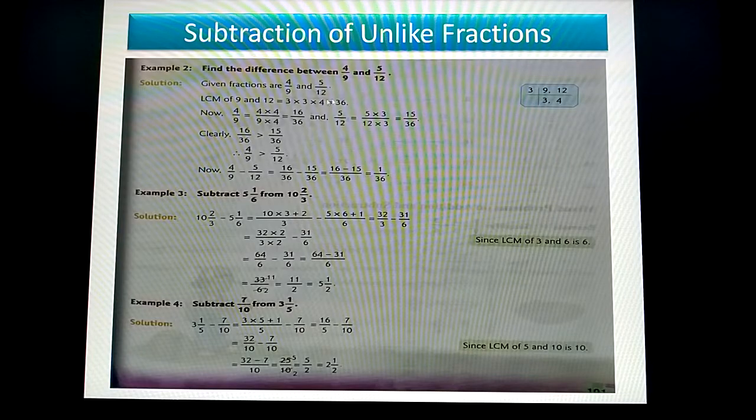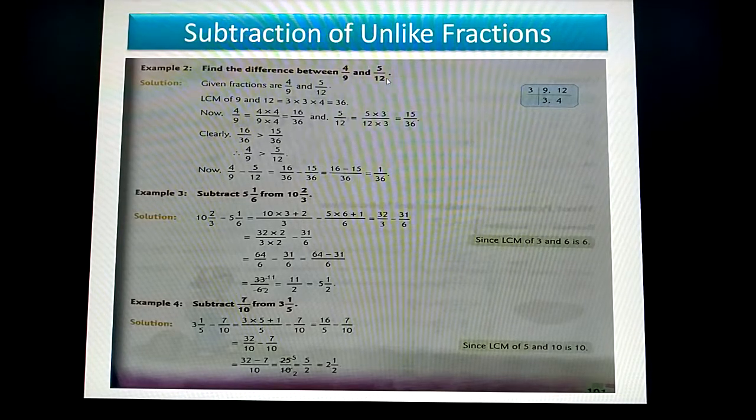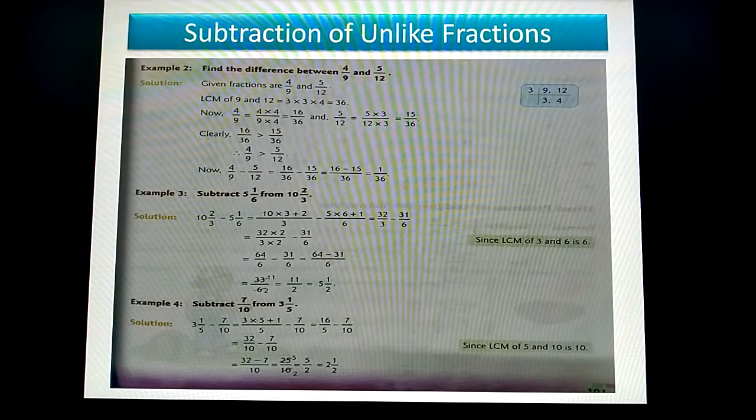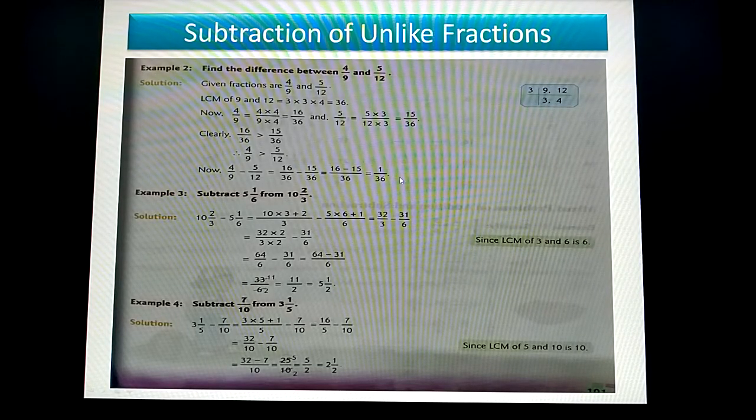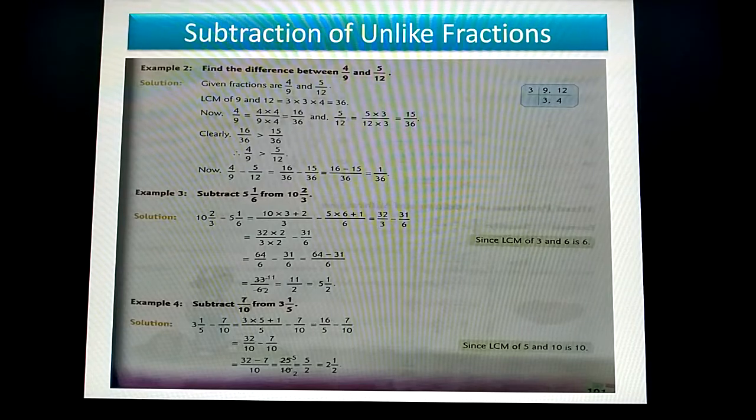Now moving on to other examples given in your textbook. Example number 2: find the difference between 4 by 9 and 5 by 12. Since these two fractions are unlike fractions, we have to find the LCM, and after finding the LCM, we have to make them equivalent like fractions, and then find the difference. Difference of what? Difference of the numerators. And if it can be reduced, you have to reduce it to the simplest form, and if not, we keep it that way only, or else we can also write it in the mixed fraction form.